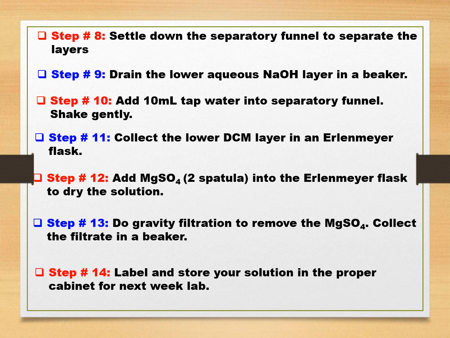And then to dry out our product, we add the dehydrating agent magnesium sulfate, about 2 spatulas. And then to separate the magnesium sulfate, we conduct a gravity filtration. So I hope we will have a slide to recall you about how to perform the gravity filtration. But once you do the gravity filtration, the next task is to store your sample in your designated cabinet for the next experiment or for further experiments.